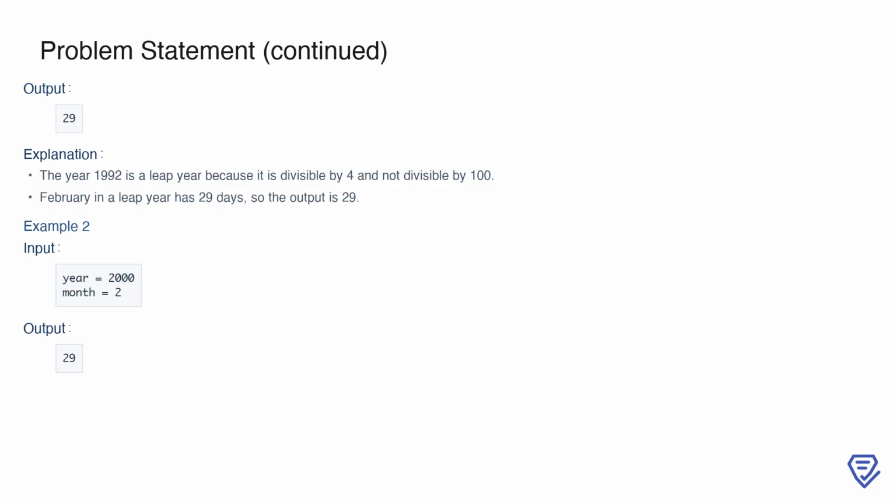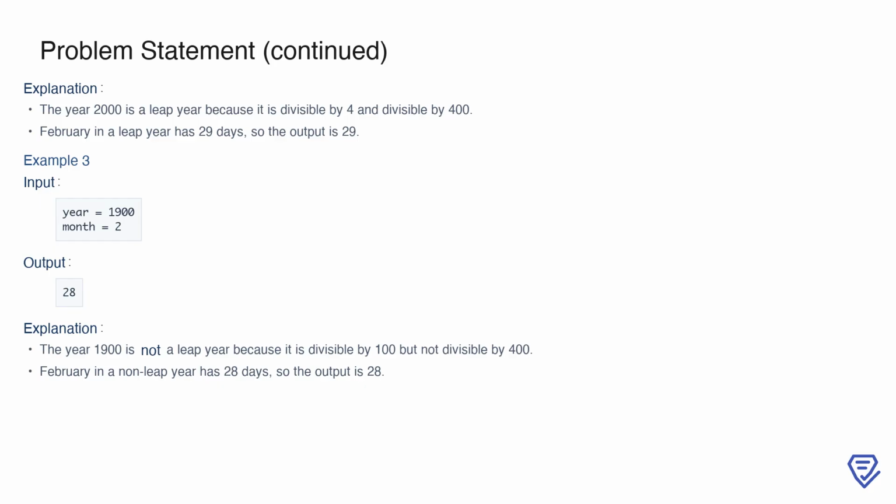Another example is the year 2000, also for February. Here, the output is again 29. The year 2000 is a leap year because it is divisible by 4 and additionally divisible by 400. Therefore, February in this case also has 29 days.